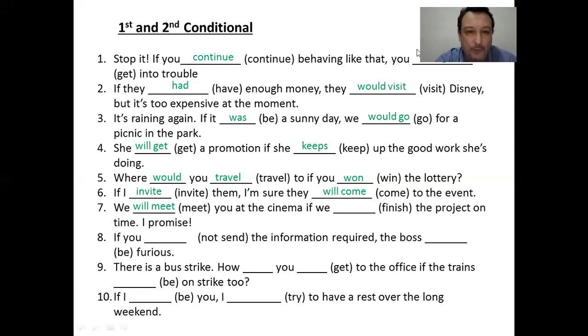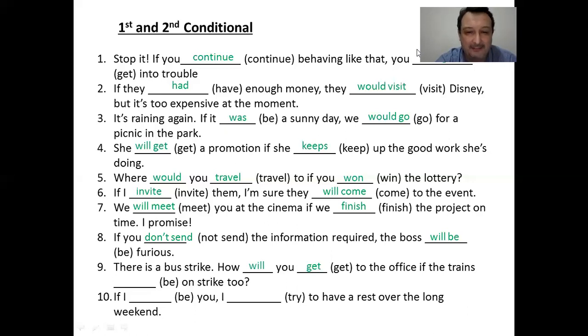Number 7, we will meet you at the cinema if we finish the project on time. I promise. Again, this could be second conditional if I don't think I'm going to finish. But in this case, I'm saying I promise, so I think there's a good chance, maybe. Number 8, if you don't send the information required, the boss will be furious. In this case, I don't think the person will send the information, so the boss is going to be furious.